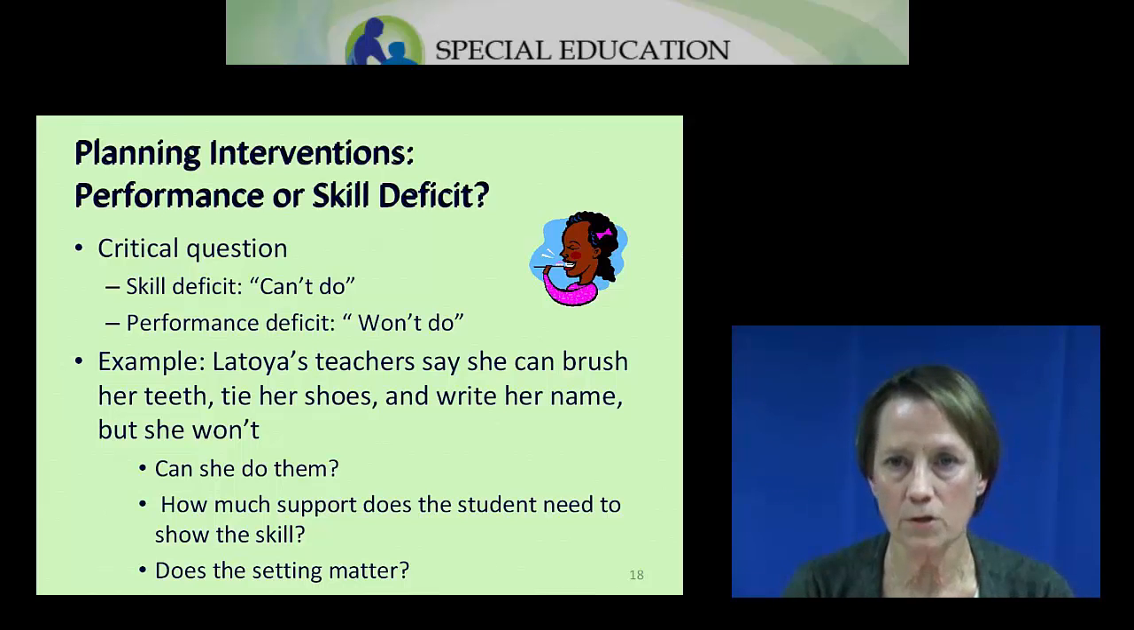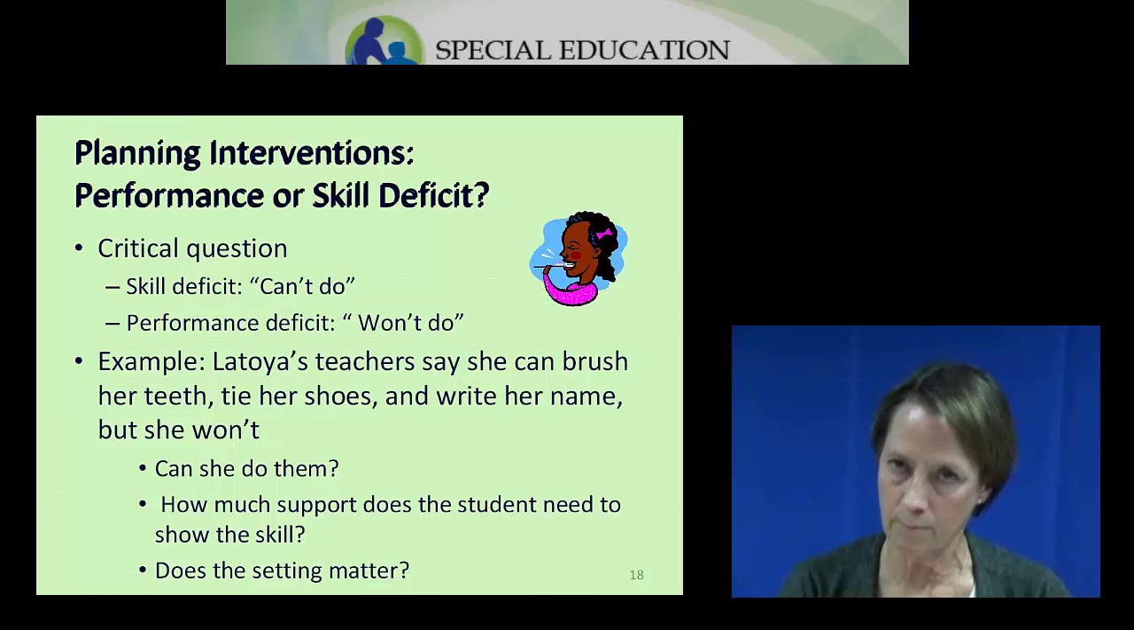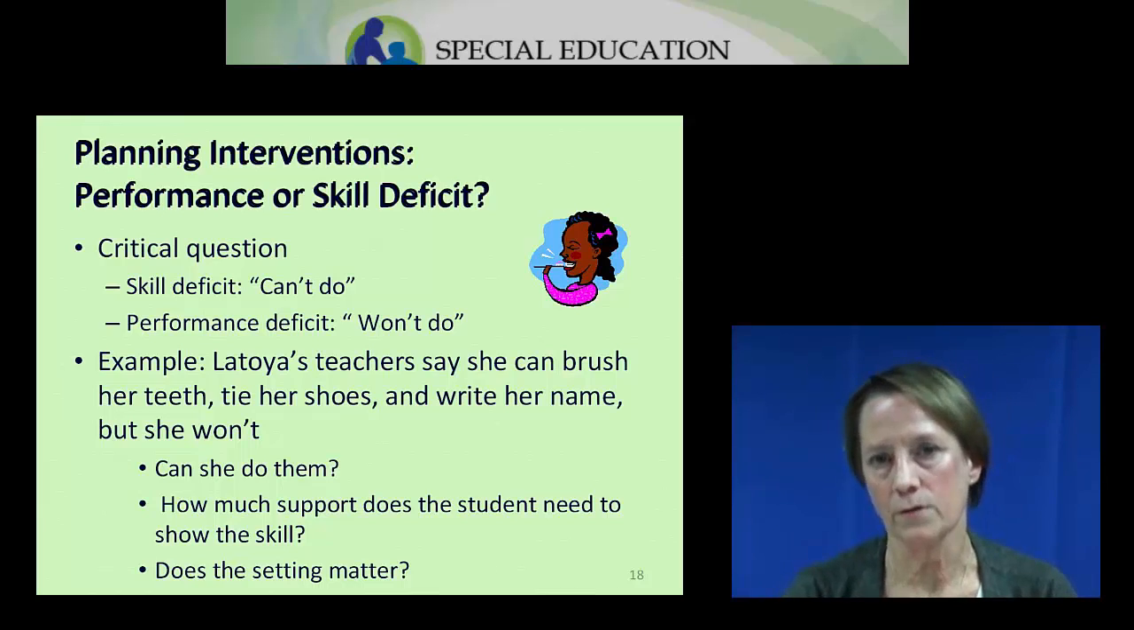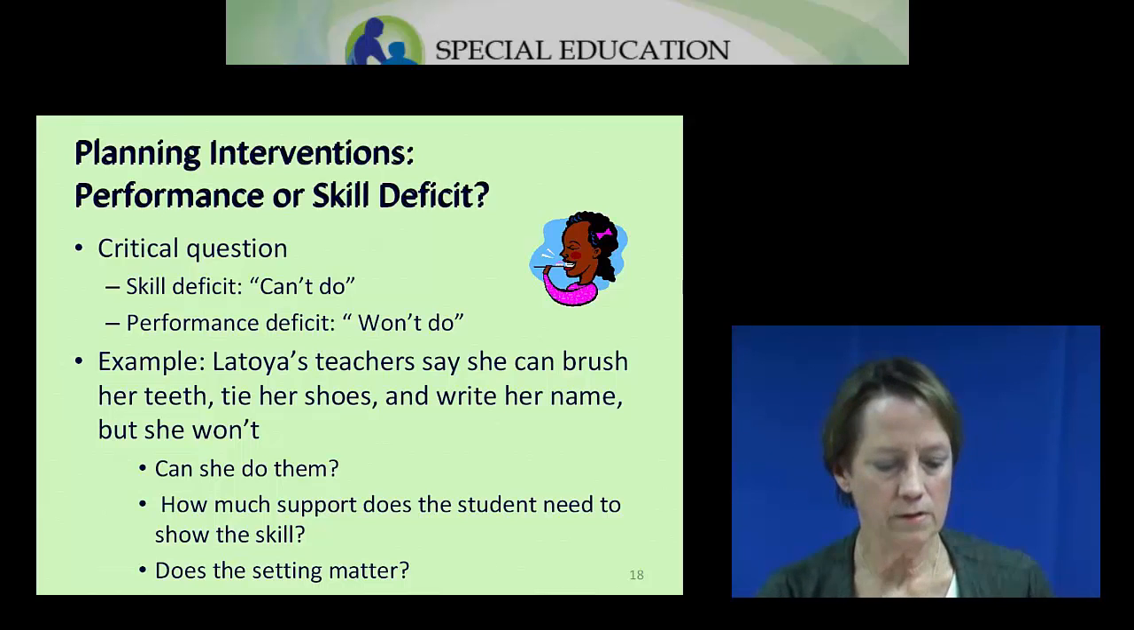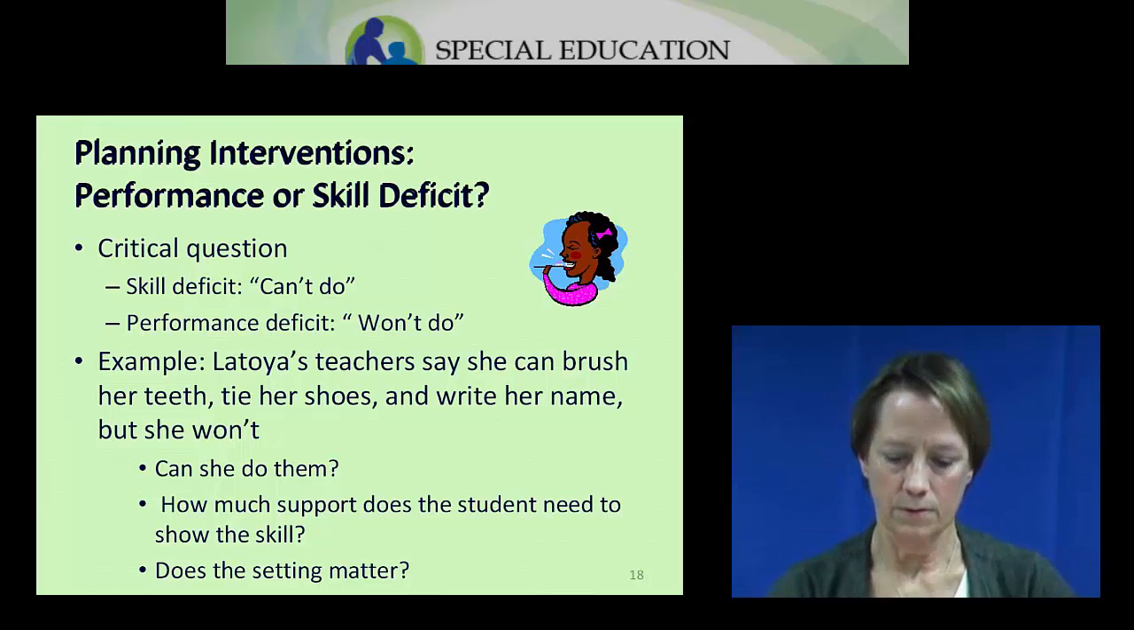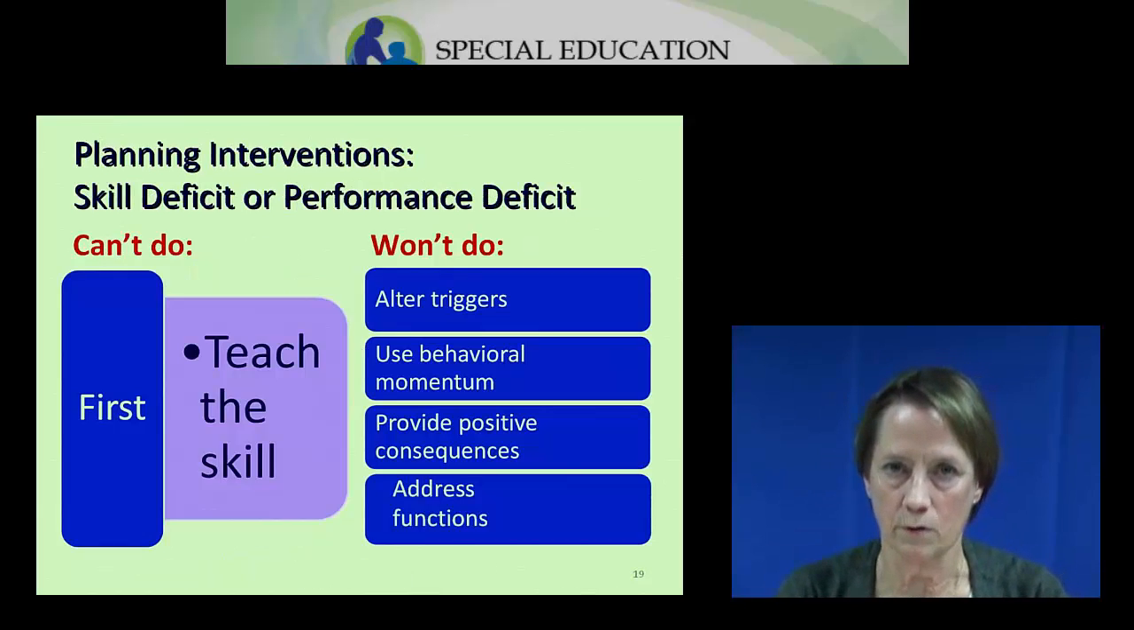We want to see how much support she needs in order to show this skill. Can she do it when she has adequate support? Does the setting matter for LaToya? Does she show her skill to a greater or lesser extent in different circumstances? The answers to these questions will help us decide what we're going to do in terms of intervention.